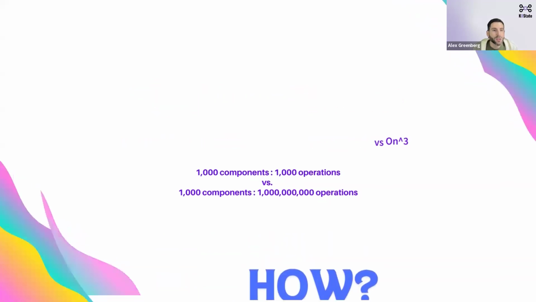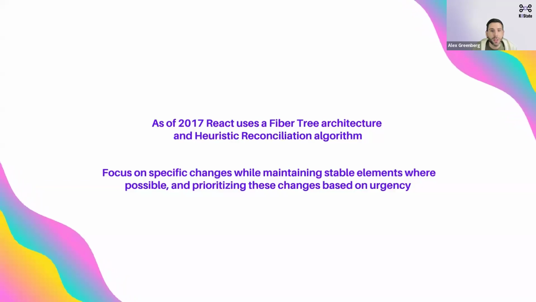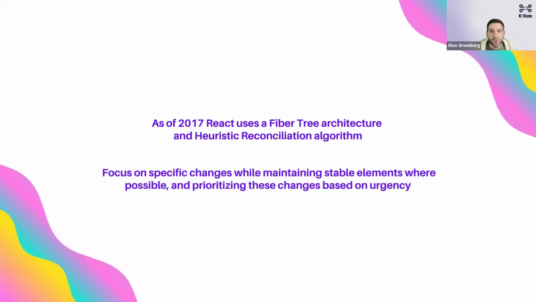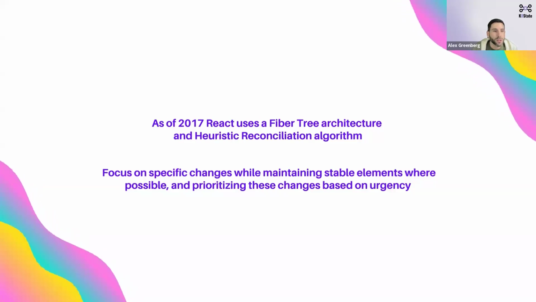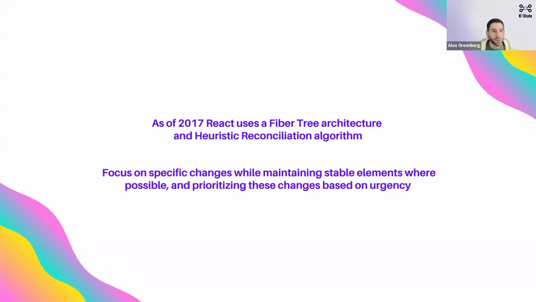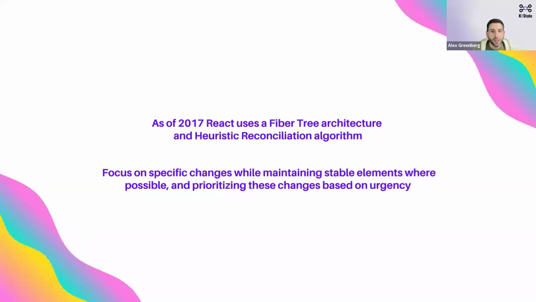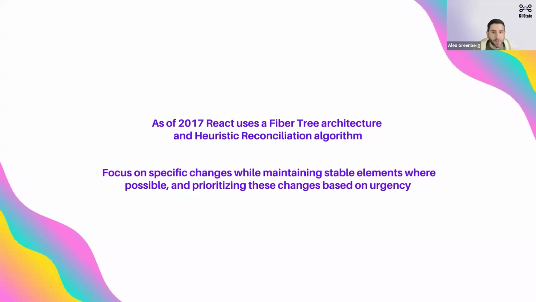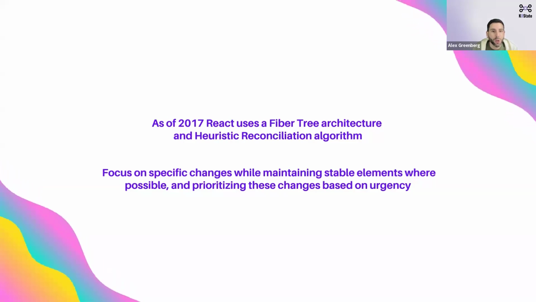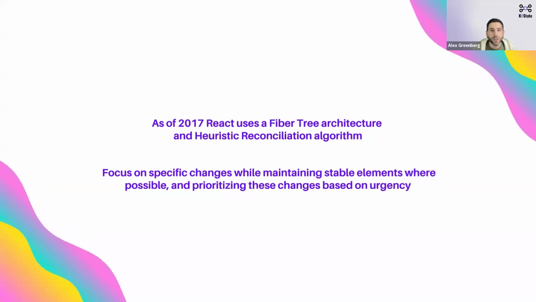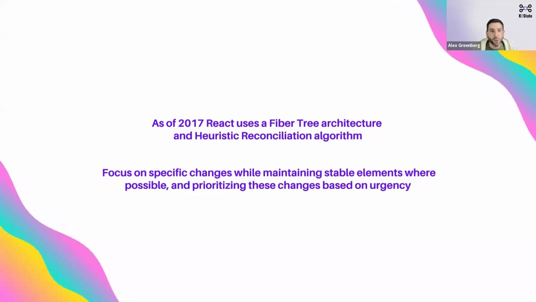As of 2017, React uses a fiber tree architecture and heuristic reconciliation algorithm to focus on specific changes while maintaining stable elements where possible and prioritizing these changes based on urgency to reach the user. This allows for certain elements in state to be served first to the client and allow others to be rendered after or while the tree is idle. This frees up processing power to focus on what is most time sensitive and preventing unnecessary comparison and DOM operations for elements which do not require re-rendering.